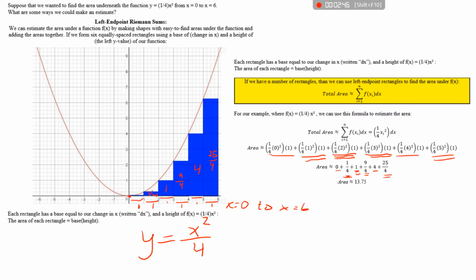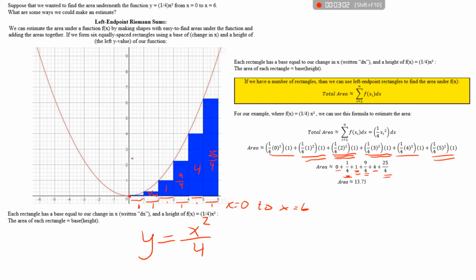Okay, so a left-endpoint Riemann sum means we're getting the heights of each of these rectangles from the left side of each of these bases. So here for this base between 0 and 1, you could have picked 0 if you wanted to go from the left, or 1 if you wanted to pick from the right.